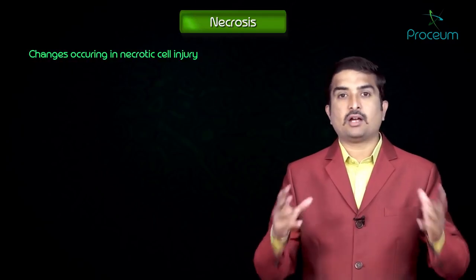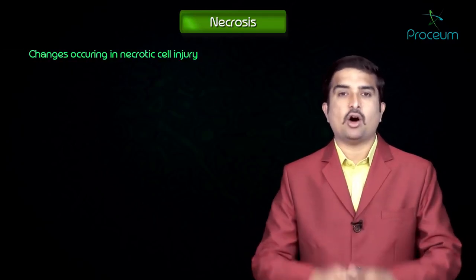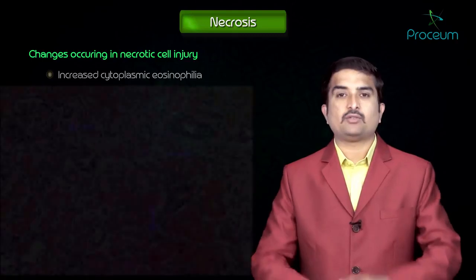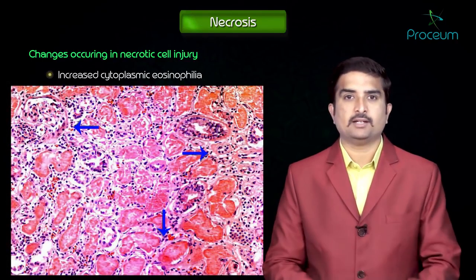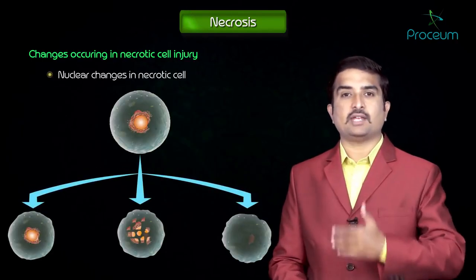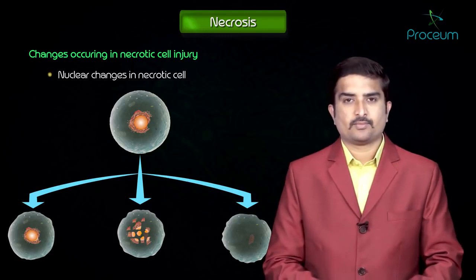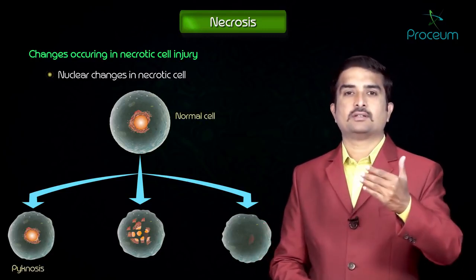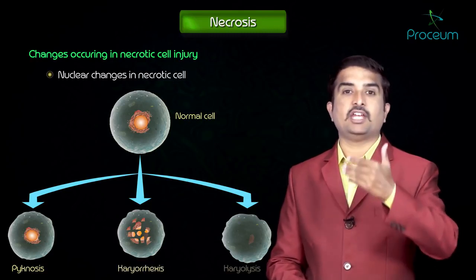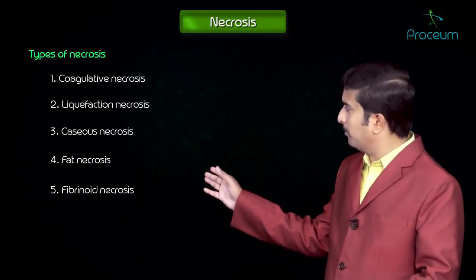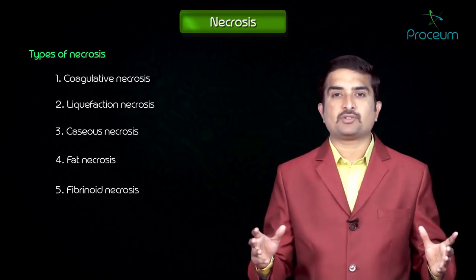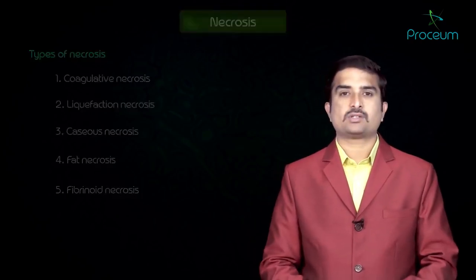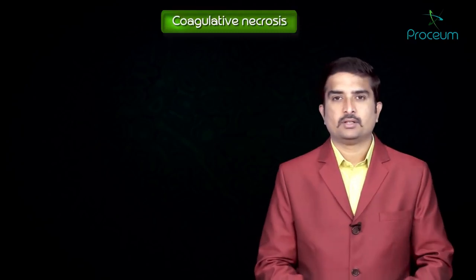And the changes occurring in the necrotic cell injury are as follows. Increased cytoplasmic eosinophilia and the nuclear changes in the necrotic cell. And the nuclear changes in the necrotic cell are pycnosis, karyorrhexis and karyolysis. Now let us talk about the various types of necrosis, in which the first one is coagulative necrosis.